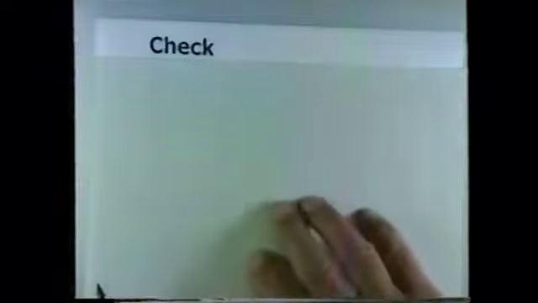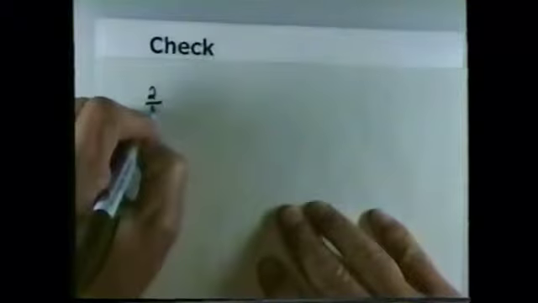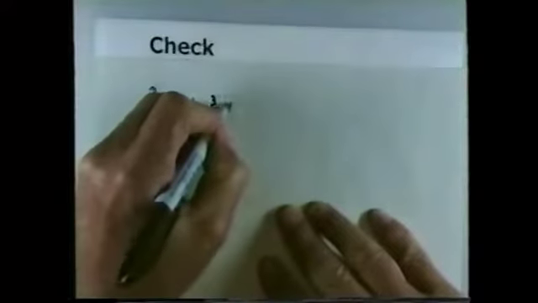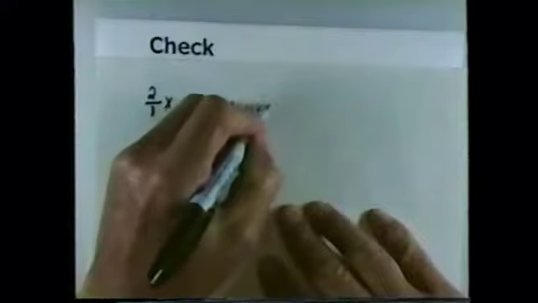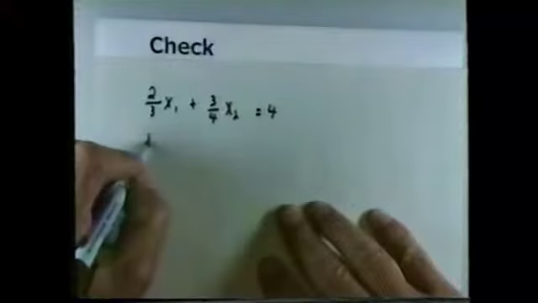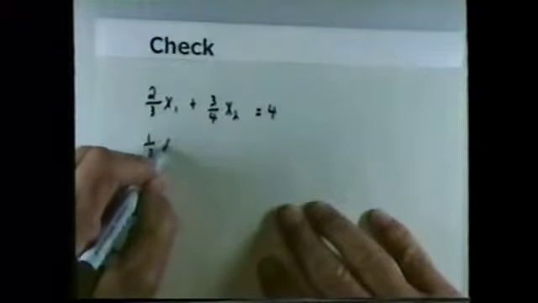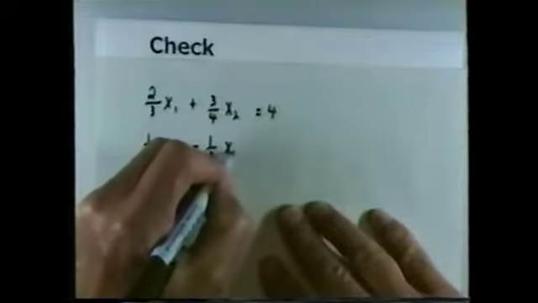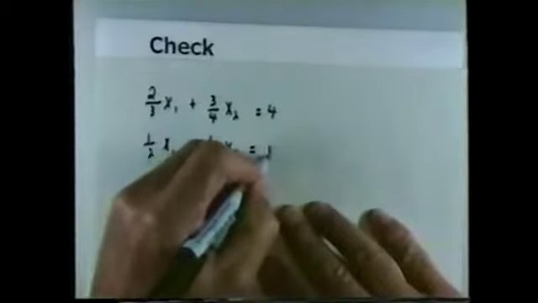Now one should always check their answers. To check, you must substitute back into both equations. So we had 2/3 x1 plus 3/4 x2 is equal to 4. 1/2 x1 minus 1/3 x2 is equal to 1.